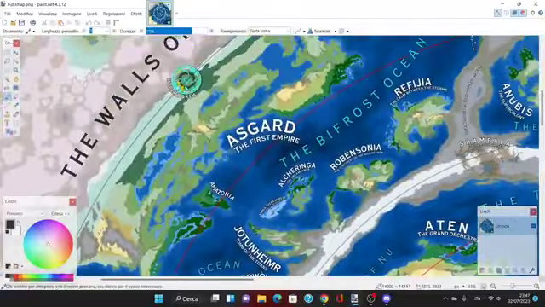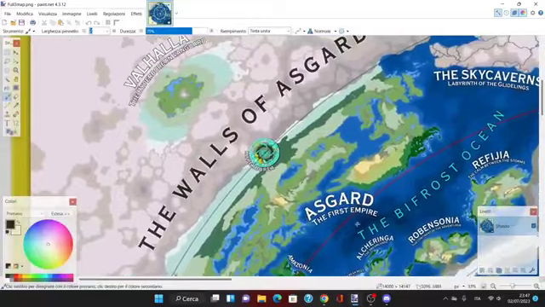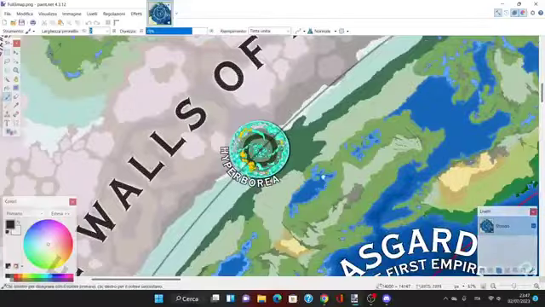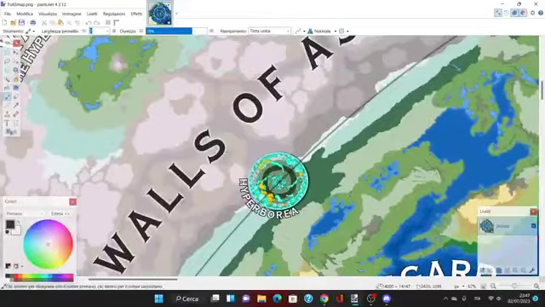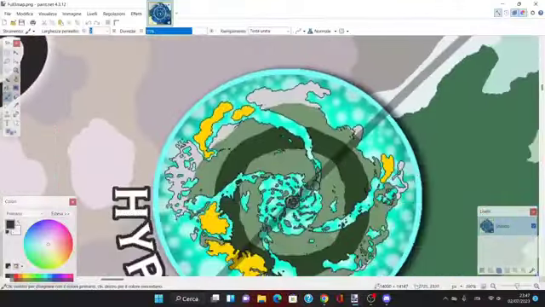But the Asgard Empire, the first empire, so the people of this first empire, of course, come from Hyperborea. But in this case, Hyperborea is the land that is between the walls of Asgard and Asgard. So this one. As you can see, Hyperborea is in the formation of a circle. It is relied upon mostly like kind of Atlantis.